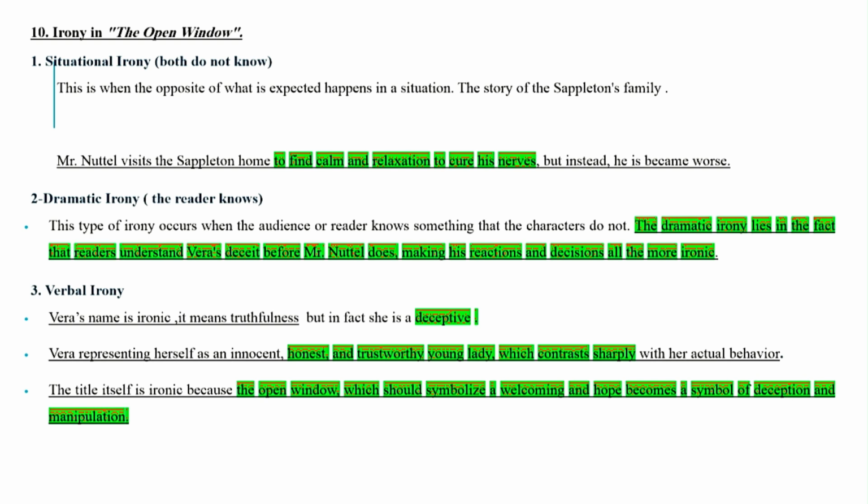Number three, we have the verbal irony. Verbal irony is when I say something, but I mean the opposite. Vera's name is ironic. It means truthfulness, but in fact she is a deceptive character. She keeps lying till the end of the short story. Vera represents herself as an innocent, honest, trustworthy character, but in fact she was the opposite of what she described herself.